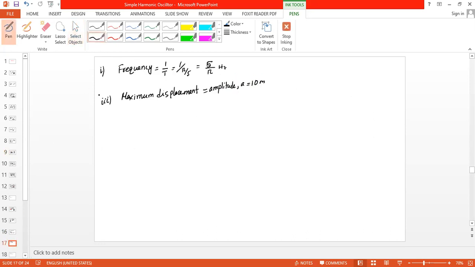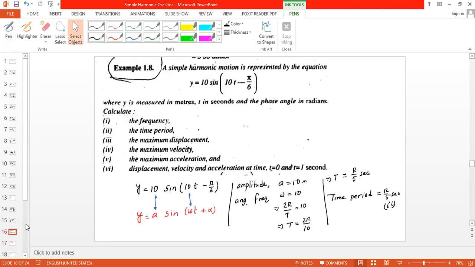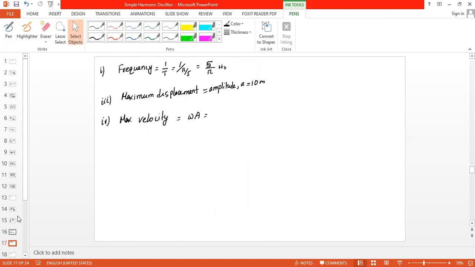So maximum velocity is equal to omega times A. My omega is equal to 10 and amplitude is also 10. So 10 times 10 is equal to 100 unit. And then they're asking us to find out in part B.